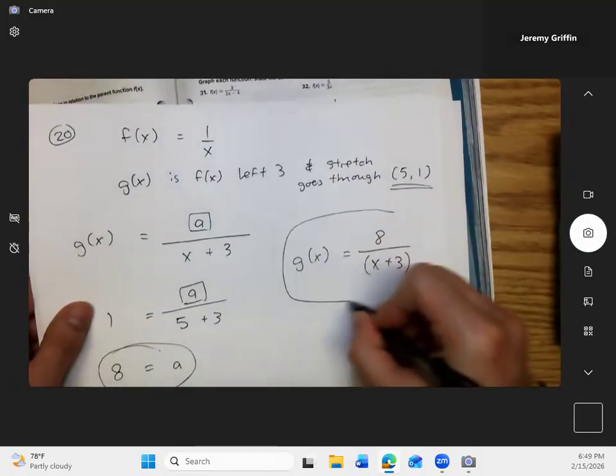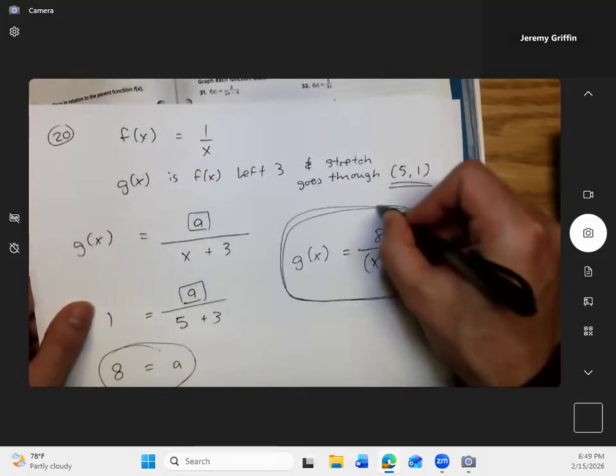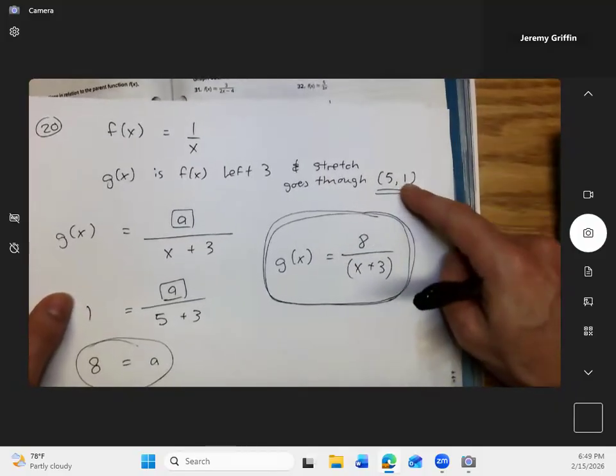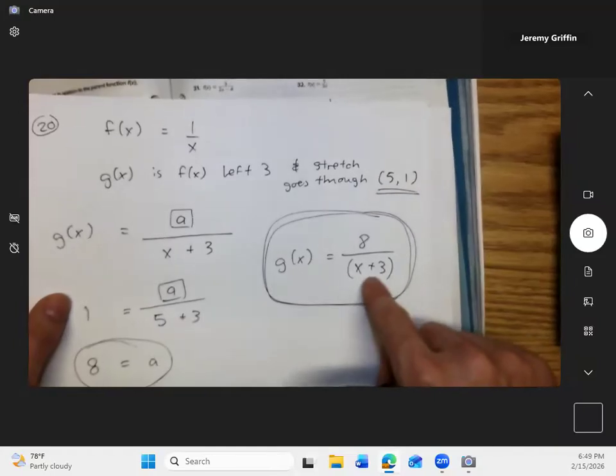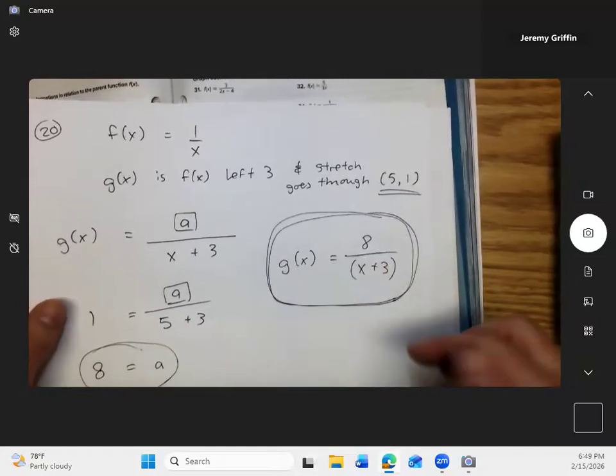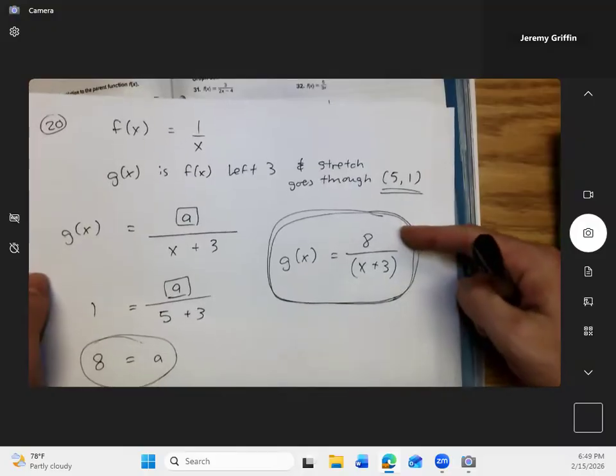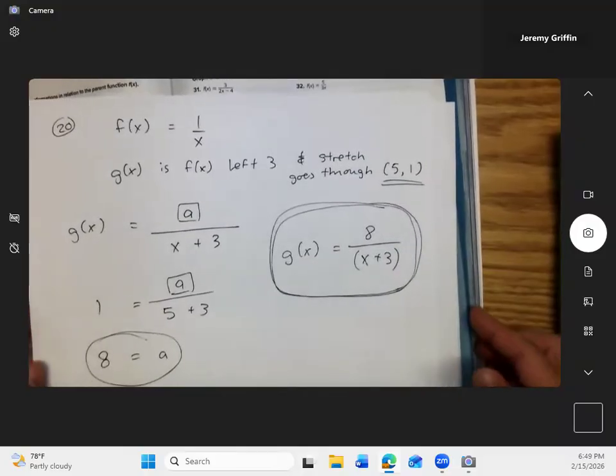One last check. Let me make sure that this point 5, 1 works. If you plug in 5 for x, 5 plus 3 is 8, 8 over 8 is 1. Yeah, that's it. So we've got a vertical stretch of 8.